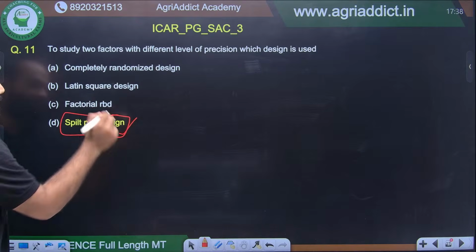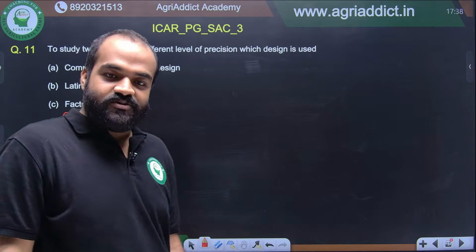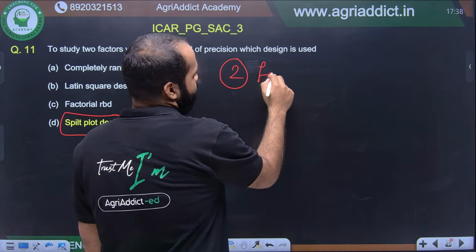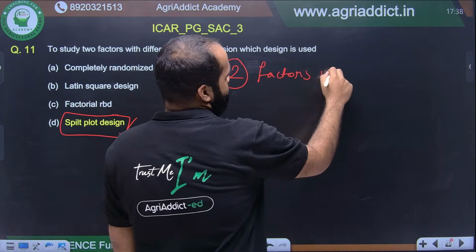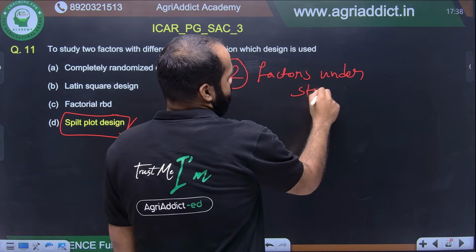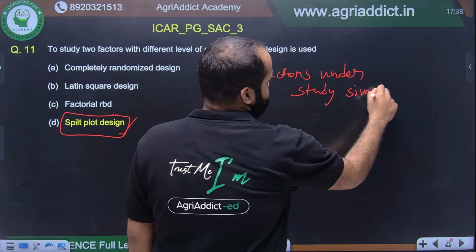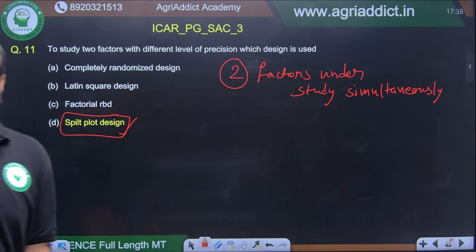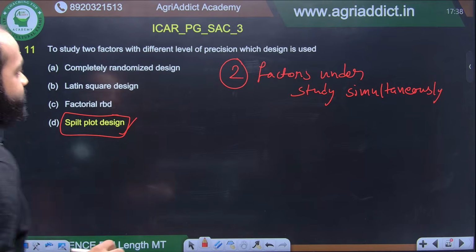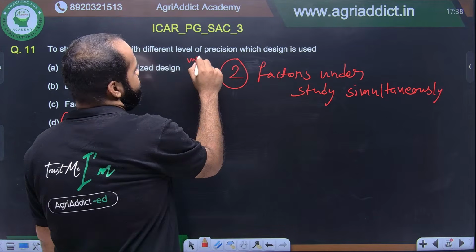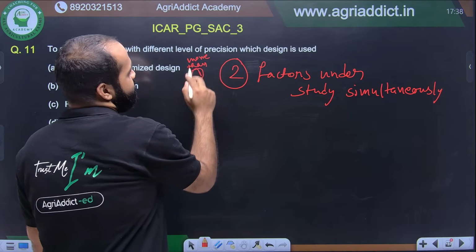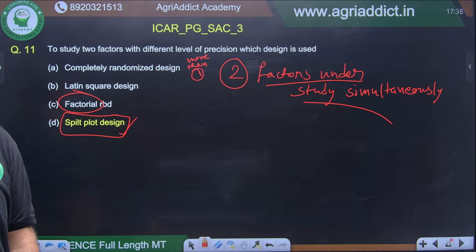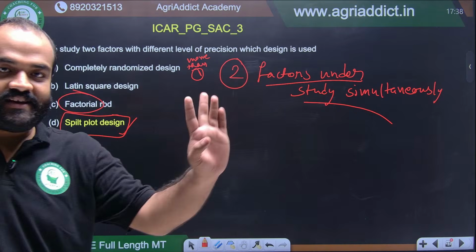Split plot design हम कब use करते हैं? Split plot design हम तभी use करते हैं when we have two factors under study simultaneously. ठीक है ना? यानी कि एक साथ हमें दो फैक्टर की स्टडी करना है. एक साथ अगर more than one factor की स्टडी करना है, so that comes under factorial experiment. All right, here you can see the word factorial. Factorial मतलब more than one factor, जिसमें एक फैक्टर के कई सारे लेवल्स भी हो सकते हैं.